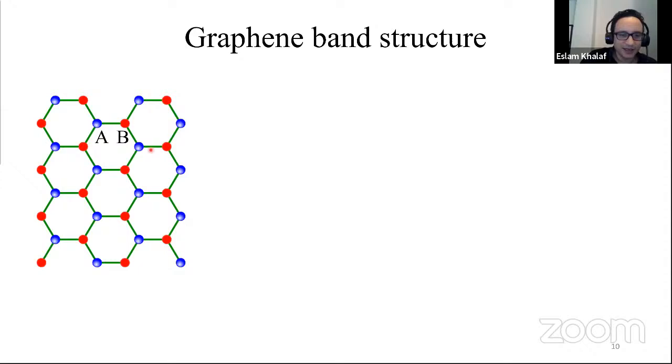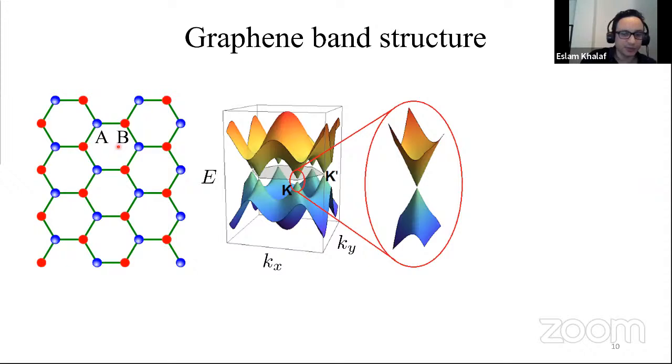And this honeycomb lattice can be subdivided into two sublattices called A and B that are denoted here by the blue and red colors. And if you want to understand the electron motion in graphene, a very good approximation is to think of the electron as hopping between nearest neighbors on this lattice. And the resulting energy momentum dispersion is characterized by these gapless Dirac cones.